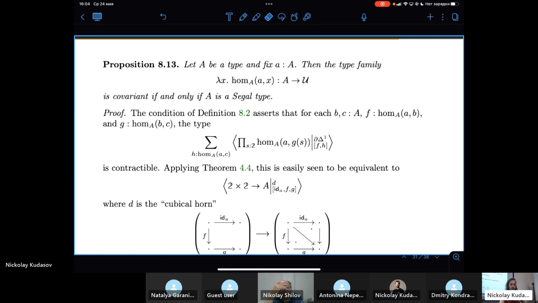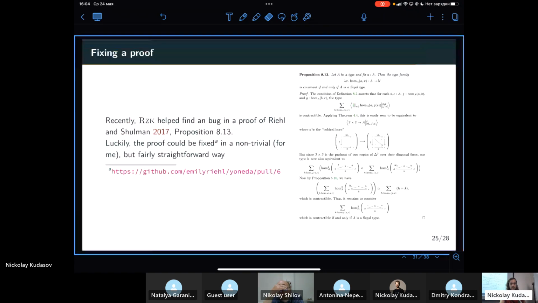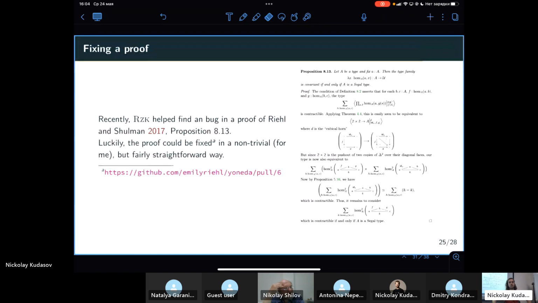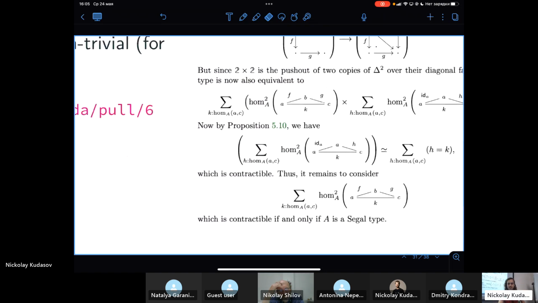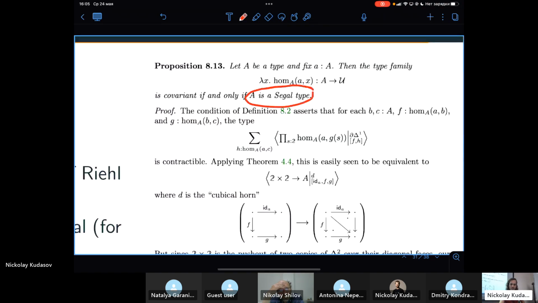And then the proof proceeds to go through a series of equivalences. So instead of proving this in one direction and then in the other direction, it proves it in both directions simultaneously by just a composition of equivalences. The problem is one of the equivalences, specifically proposition 5.10 here, has as one of its assumptions that A is a single type, which is something that we're trying to prove.